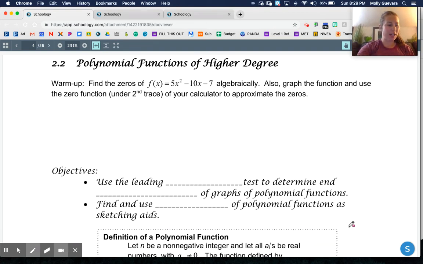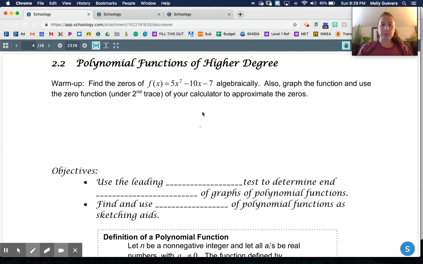Today we are looking at 2.2, which is all about polynomial functions of higher degree. We do have a warm-up for this, so in your notes on this warm-up problem, I'm going to give you some time to do it. It just says find the zeros of f of x algebraically.